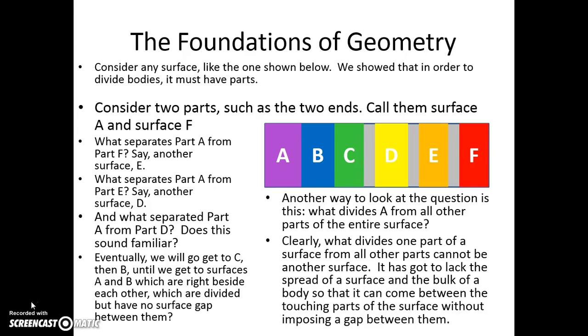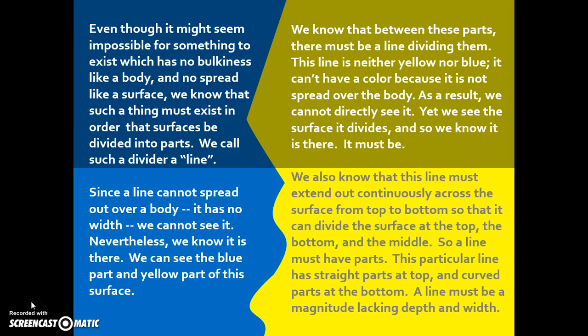The solution to our problem is very similar to the solution to our problem of how to divide a body. Even though it might seem impossible for something to exist which has no bulkiness like a body and no spread like a surface, we know that such a thing must exist in order that surfaces be divided into parts. We call such a divider a line. In other words, our nominal definition of a line is the first divider of a surface. We have come to discover that such a thing must exist. Lines must exist because surfaces are continuous magnitudes.